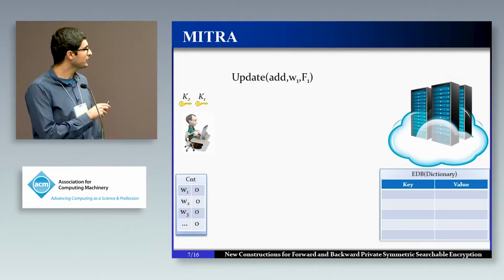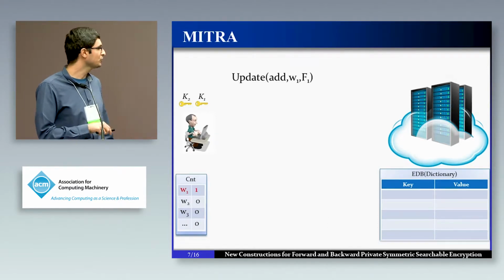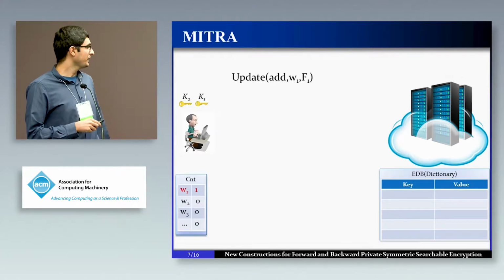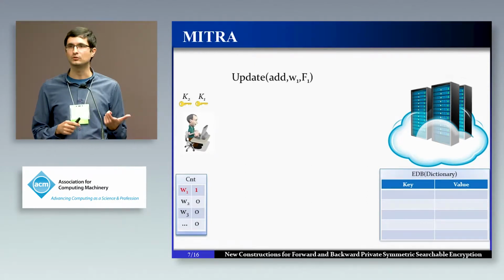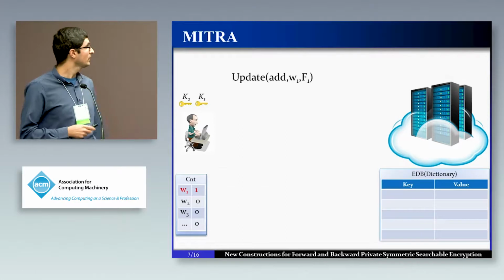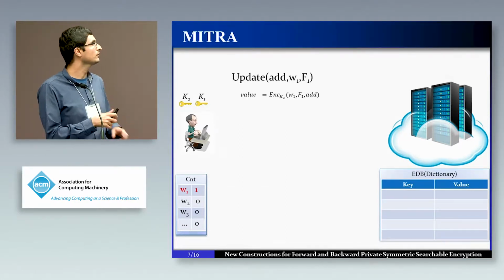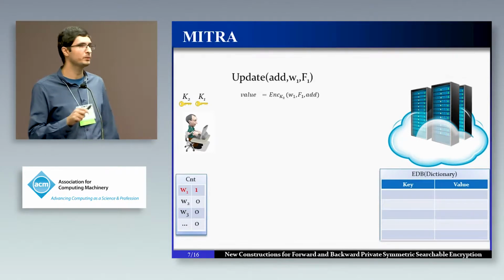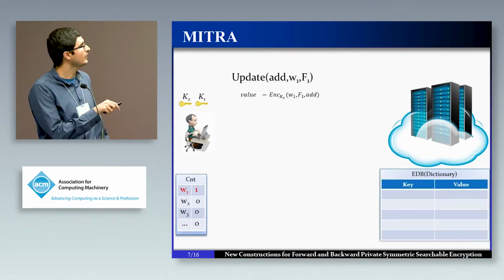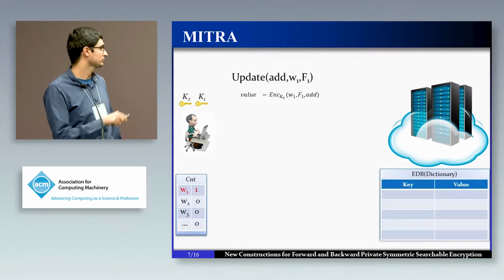First, the client increments the counter corresponding to keyword W1. Then he has to compute 2 values, a key and a value. The value is the result of encryption of keyword, file identifier, and operation. So here the file is F1 and the operation is add.